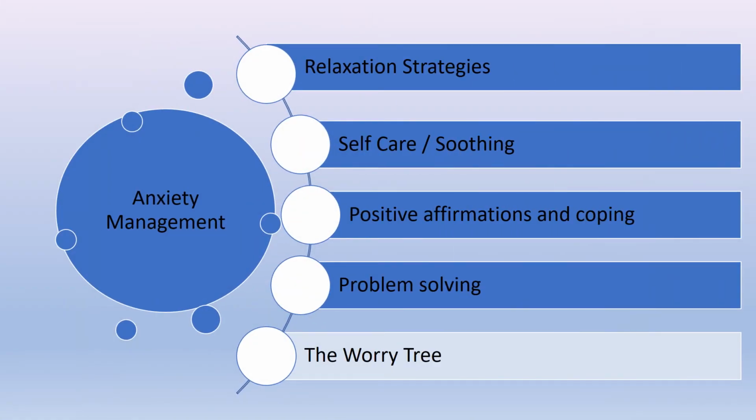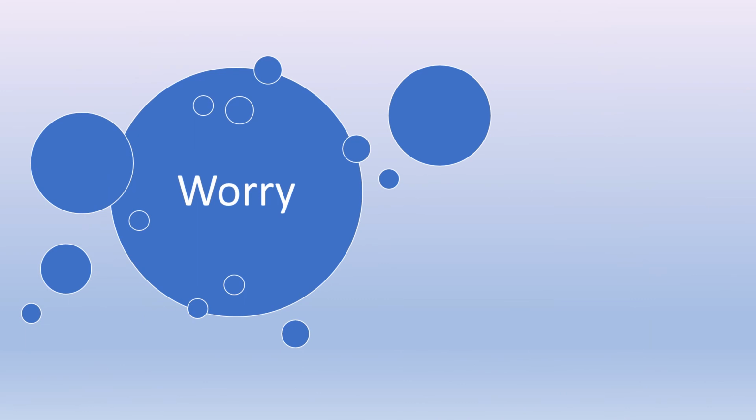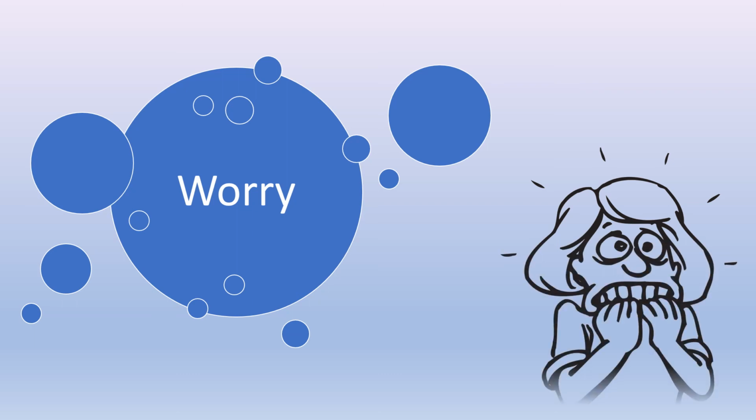And finally, we're going to talk about a strategy for managing the worry that is often associated with anxiety. Worry is a particular problem associated with anxiety. Worries are thoughts about the future. They are often negative predictions and can go around and around in our heads. They often do not have a solution, as they are predictions about the future, so they can be very difficult to move on from.